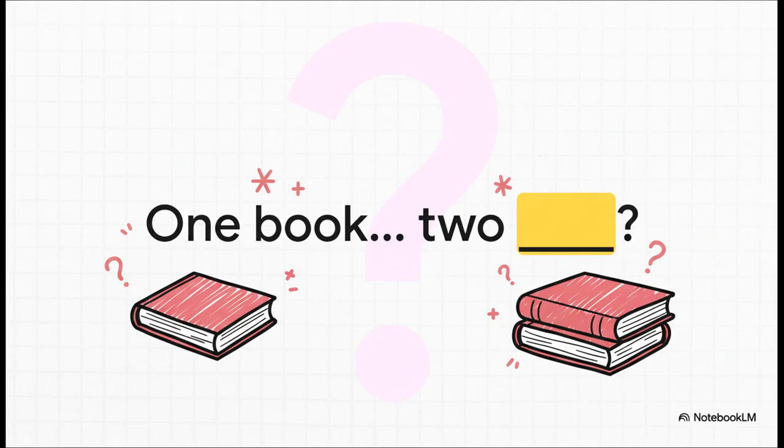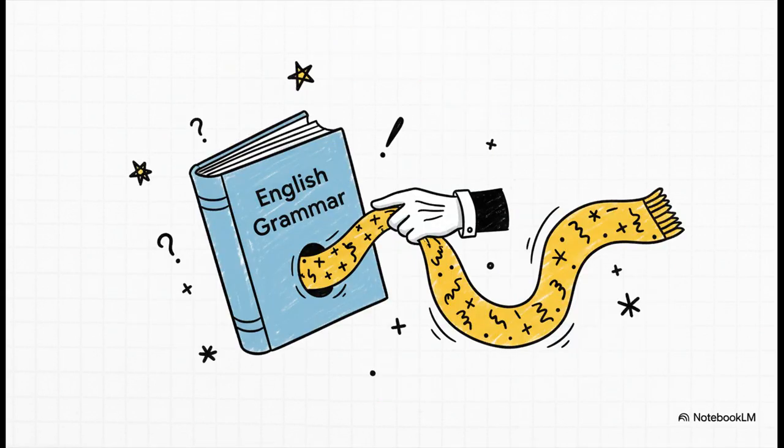One book, two books. And this super simple example is pretty much the foundation for the number one rule we're about to get into. So yeah, adding an S is easy for books, but you know English. It's always got a few tricks up its sleeve. But the good news is they're not random. They actually make a lot of sense once you see them laid out.